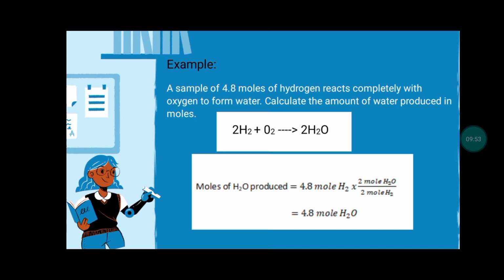to hydrogen. So that's 2:2, because we need 2 moles of hydrogen to produce 2 moles of water, so 2/2. And then the mole of hydrogen and mole of hydrogen will cancel. So we will be left with mole of water as our unit. So there, 4.8 mole of water. So that's it, it's just a conversion from one unit to another.